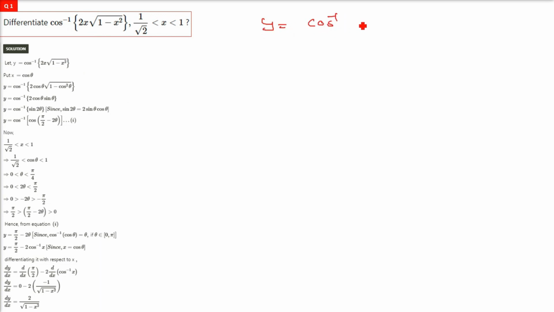So I am writing, or you have to write: let y equals cos inverse of 2x under root 1 minus x squared. X will be a sin theta or a cos theta. Let us put it as cos theta. A is 1 here. Even if you put x equals sin theta, then also you will get the answer. Right? You can try that. So x equals cos theta.